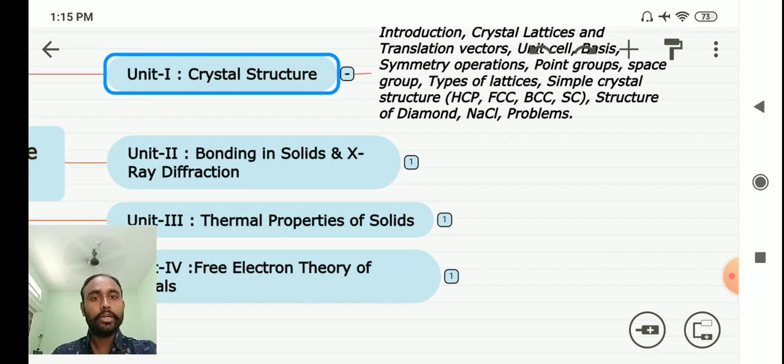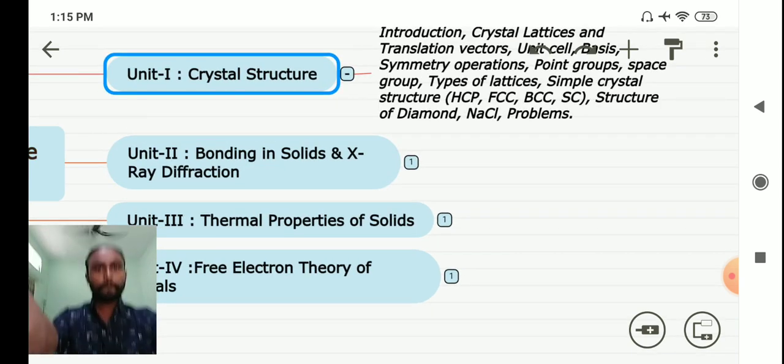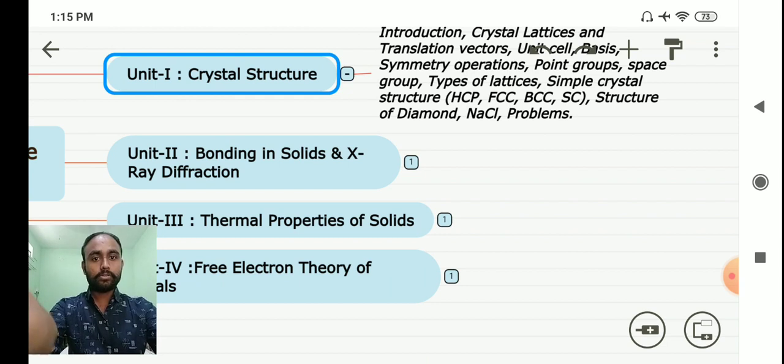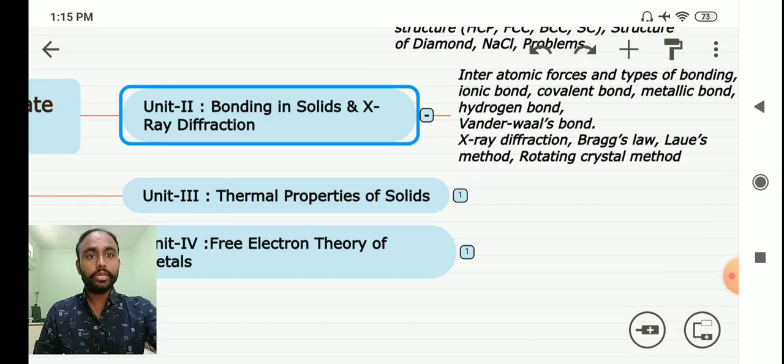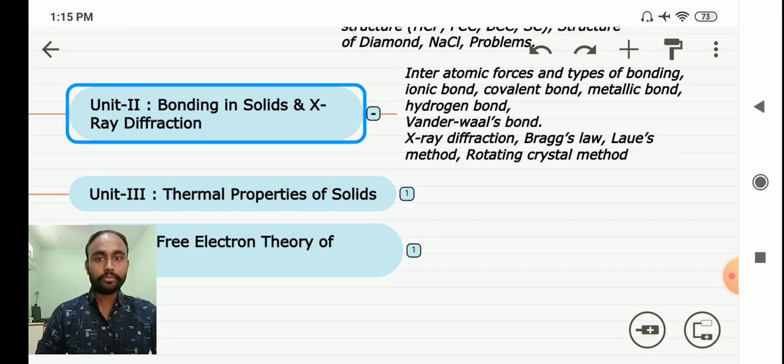So the next unit is bonding in solids and X-ray diffraction, right?